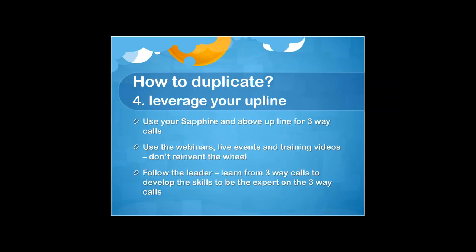If you're not a Sapphire yet, I suggest that you use the Sapphires and above in your upline for three-way calls. Once you get to Sapphire, then you can be the expert on the three-way calls. Make sure that you're involved in lots of three-way calls yourself so that you're learning from the expert on how to be the expert on the three-way call. It's a great learning experience. Make sure that you're using the webinars, the live events and the training videos. You don't have to reinvent the wheel. All of this is there for you.